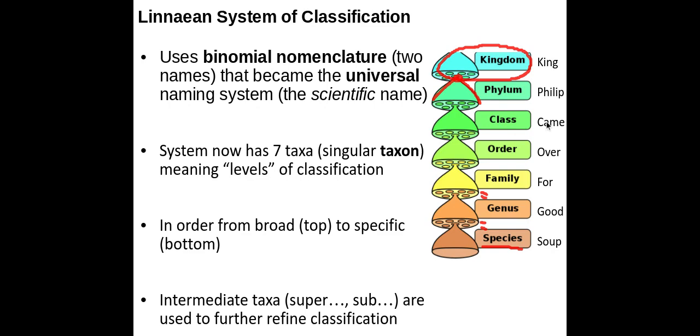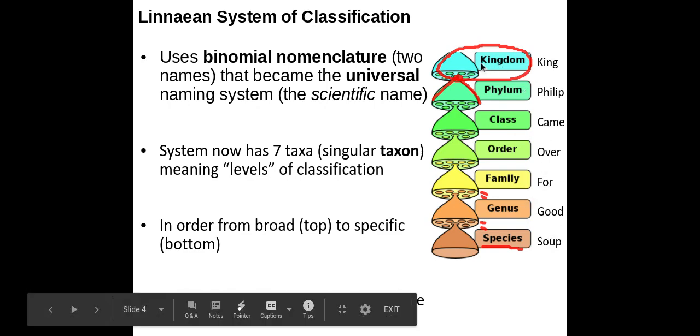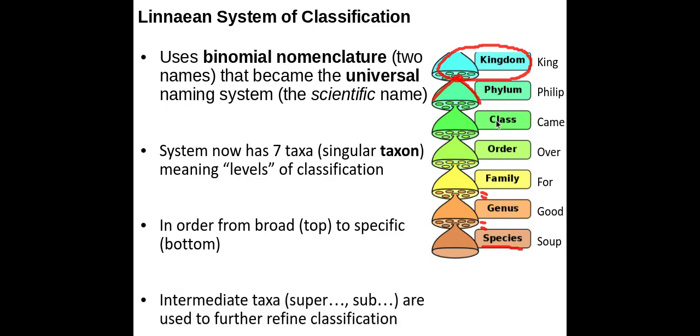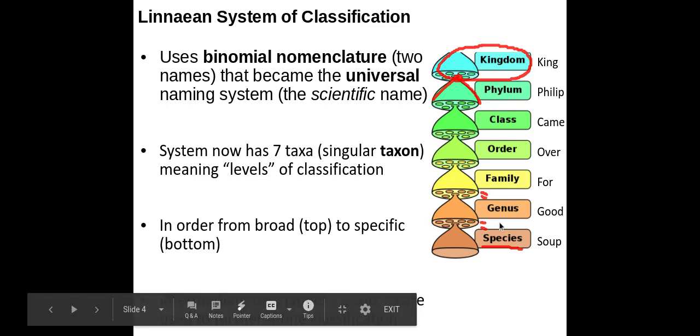Here's a mnemonic that can help you remember it: King Philip came over for good soup is one particular way. Just remember the order of the letters that they come in: kingdom, phylum, class, order, family, genus, species.